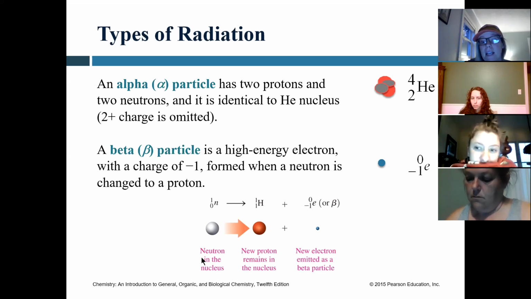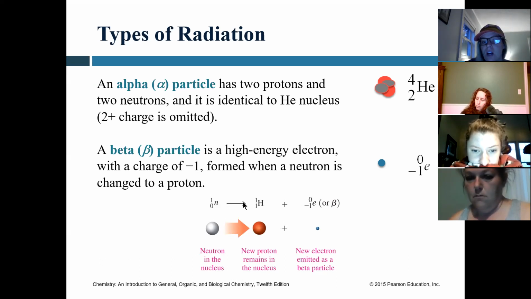So if I take a neutron and I shift it into a proton, look at the symbol for a proton. Do you see how they have it as hydrogen with a 1 and a 1? Remember, the top is the mass, the bottom is the atomic number. So a proton is going to have 1 proton and it's going to have atomic mass of 1, meaning it doesn't have any neutrons. It's just a proton.